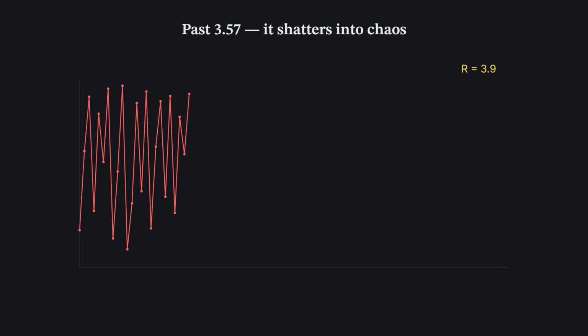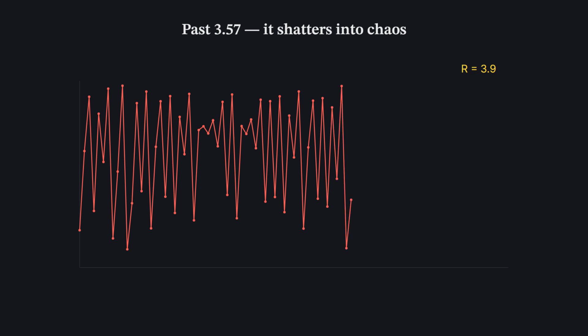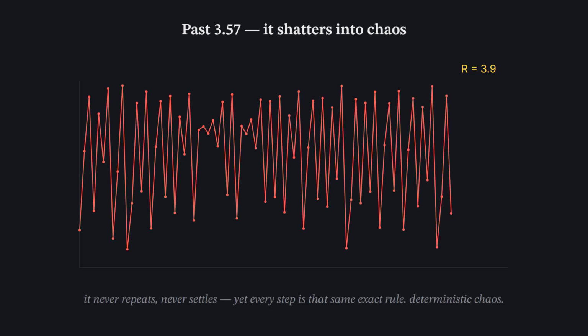Beyond that point, the population never repeats. It jumps around endlessly, never settling, never cycling, looking for all the world like random noise, even though every single step is computed by that same simple rule. This is deterministic chaos, born from one line of arithmetic.